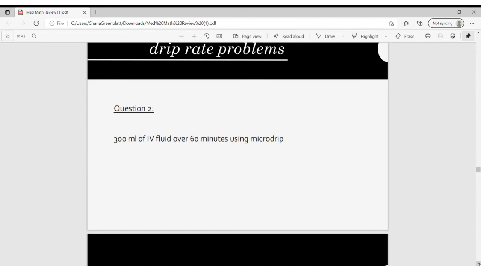The equation to solve it is in the chat bar. If you can't find it, it's volume to be infused over the minutes to be infused times the drop factor. And the drop factor here is 60 GTT per minute. And again, the answer that you want to come out with is going to be GTT, so drop per milliliter.